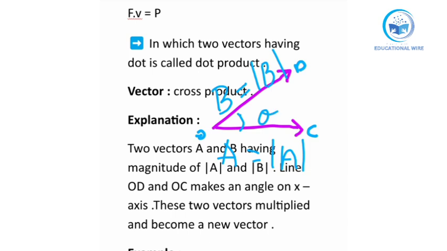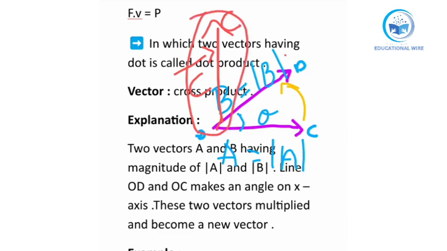Now when these two vectors multiply to each other, it becomes a new vector over here. That vector is called C, with C magnitude. It becomes a new vector when these two vectors multiply to each other. In cross multiplication it becomes a new vector, called vector product or cross product.